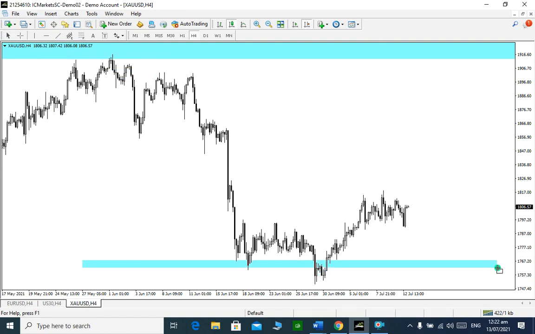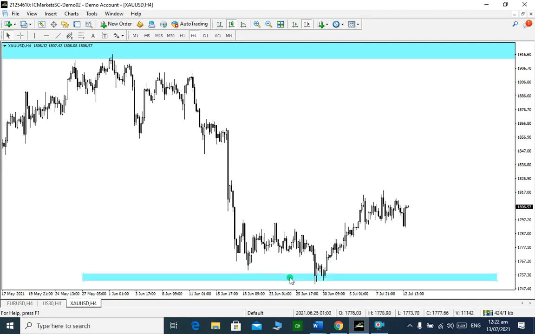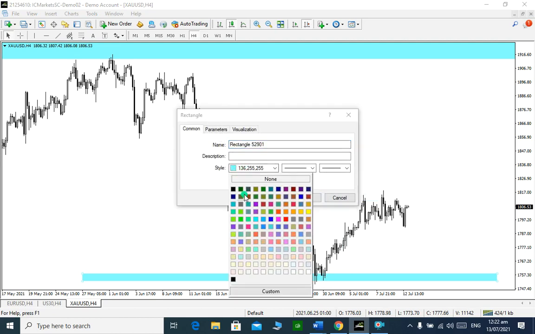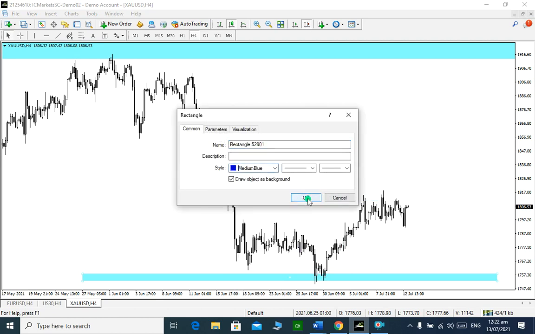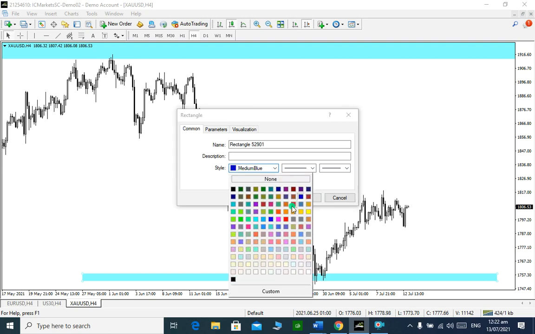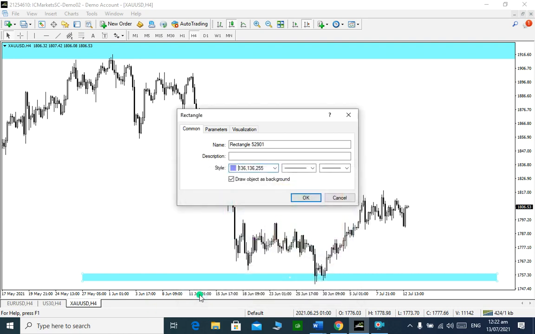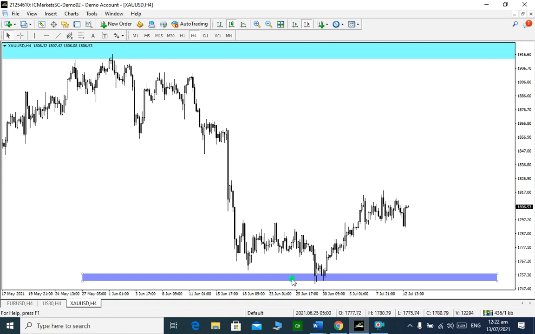Let's take additional level from here. We can make this blue. All right, some shade of blue. Maybe we can take it up lighter a little bit. Okay, we can make it blue. So we have this level now. This is a potential support level in this market structure.